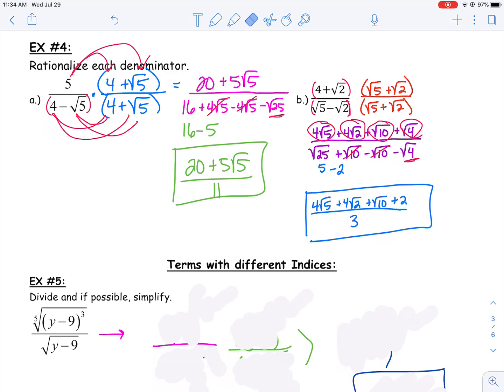So my numerator would just be 4 rad 5 plus 4 rad 2 plus 1 rad 10 plus 2 all over my denominator, which remember was just a 3. I've got rid of my radical on my denominator. I've rationalized my denominator, and I've combined any like terms that I can. So it looks like that would be my final answer.